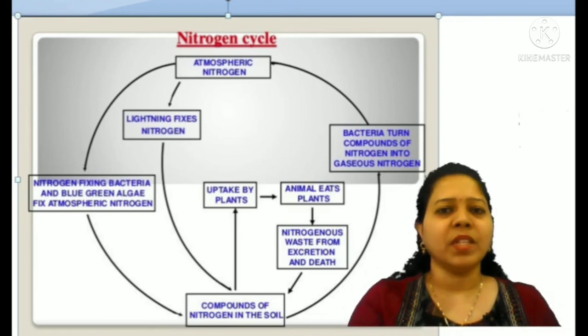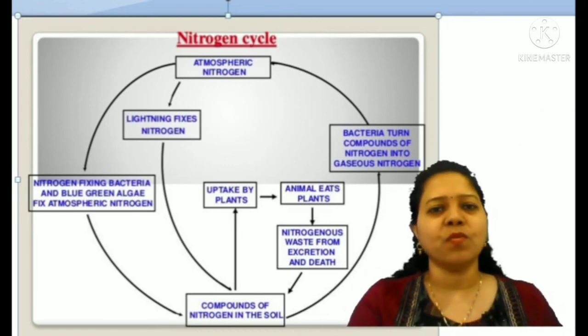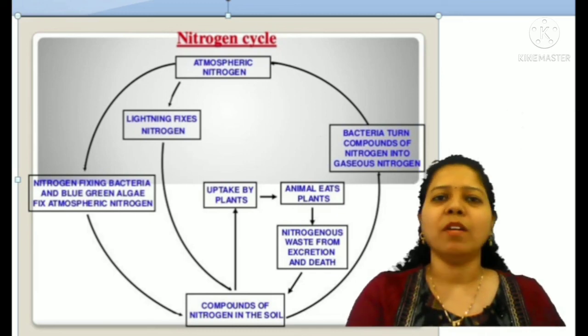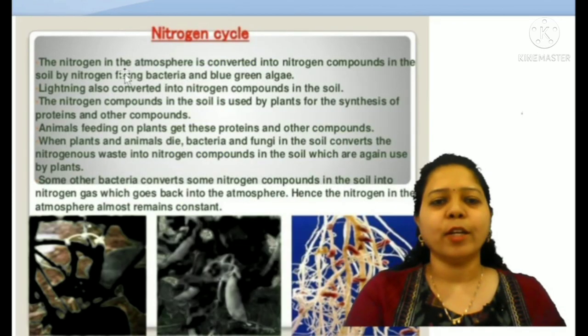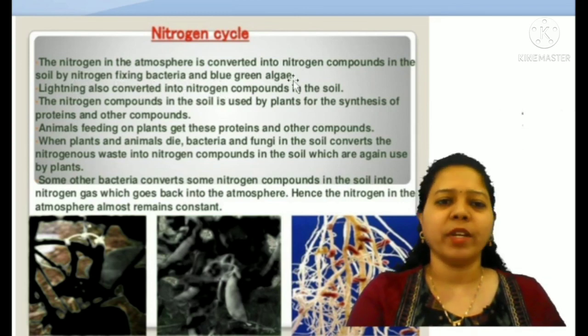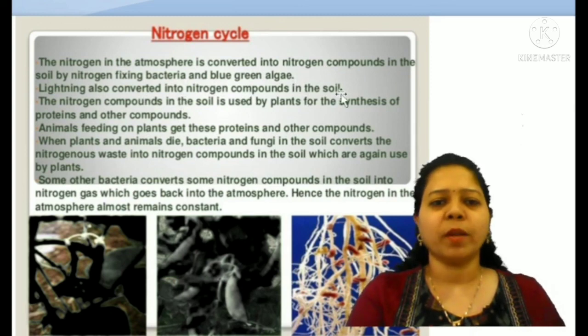In this way, this is the nitrogen cycle, which is very useful for all living as well as non-living organisms. The nitrogen in the atmosphere is converted into nitrogen compounds in the soil by nitrogen fixing bacteria. Lightning also converts nitrogen into nitrogen compounds in the soil. The nitrogen compounds in the soil are used by plants for the synthesis of proteins and other compounds. Animals feeding on plants get these proteins and other compounds.